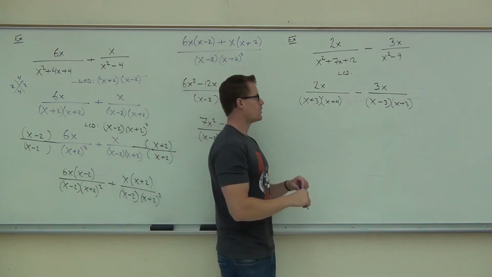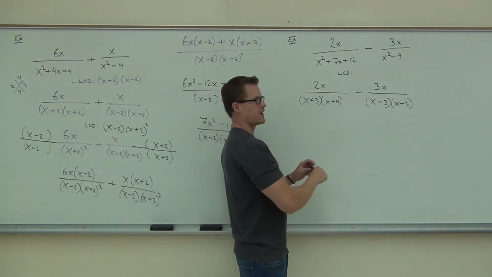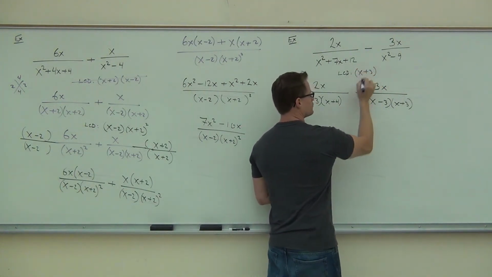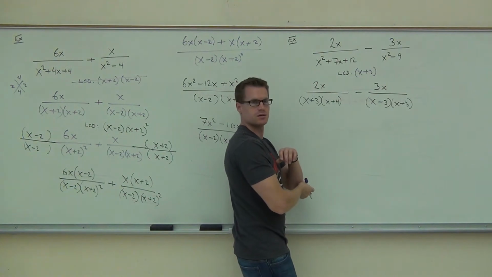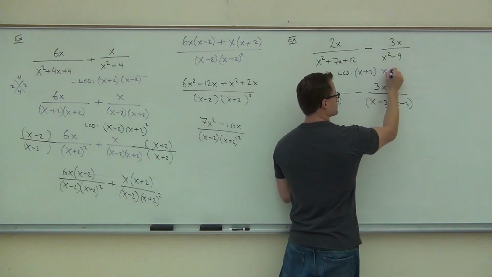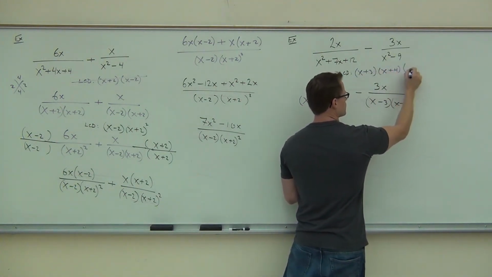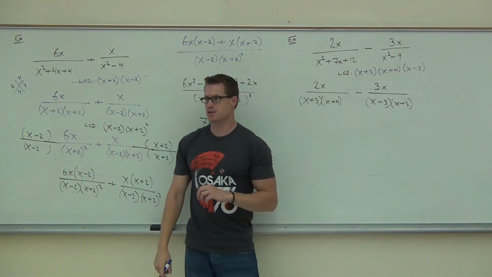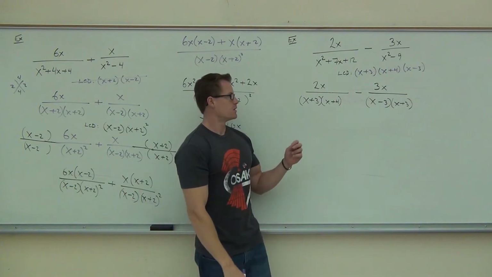Hopefully you've done that now. The first factor that I'm seeing is x plus 3. Give me some other factors that I need. x plus 4. Good. Somebody else? What was that? x minus 3. Perfect. Were you able to find the LCD? Good. Okay. I'm going to double check it.